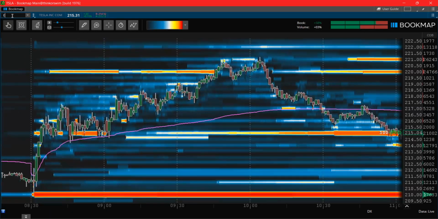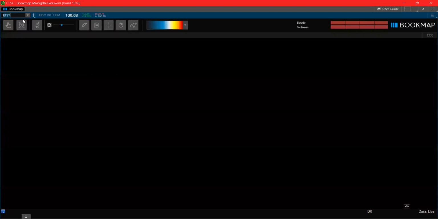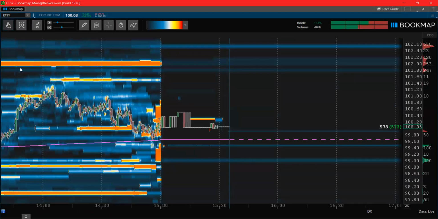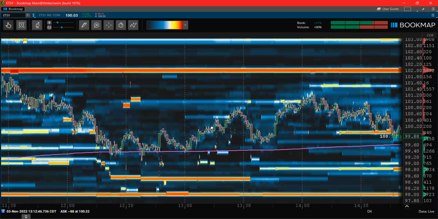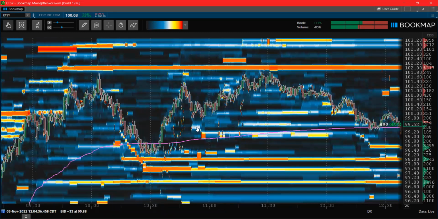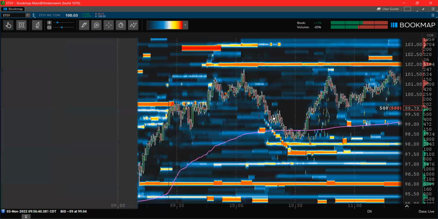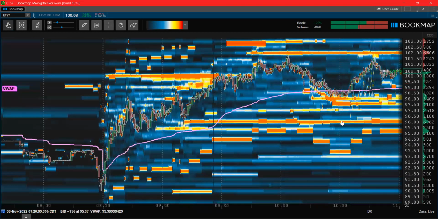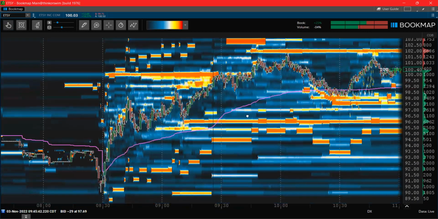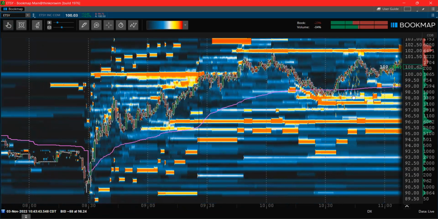Another one we took advantage of, 0DTE here. All right, so we played the push through on 0DTE as well. 0DTE was pushing up to the monster $100 liquidity today. So we took advantage of our push through strategy, which was a $1 push through. So it would have been 101 to 102.